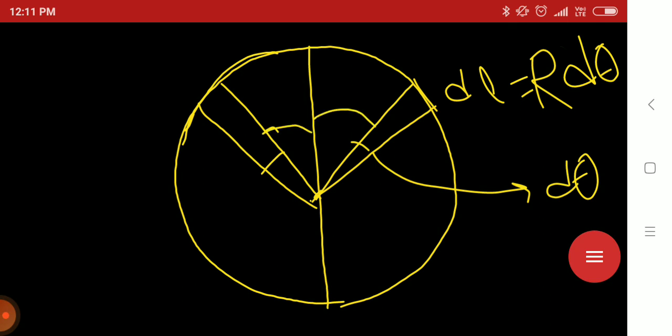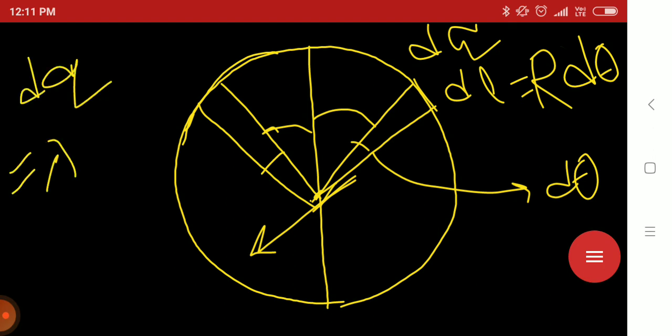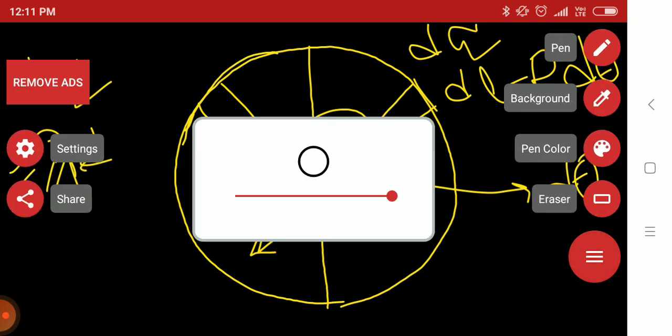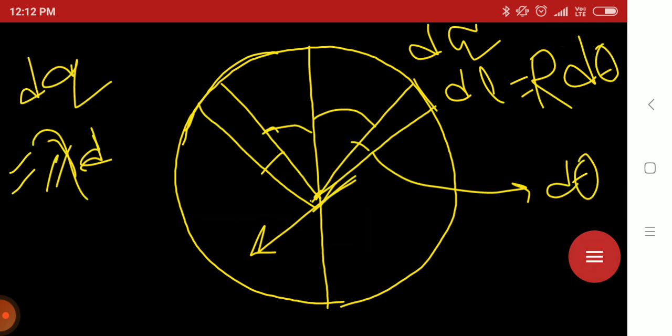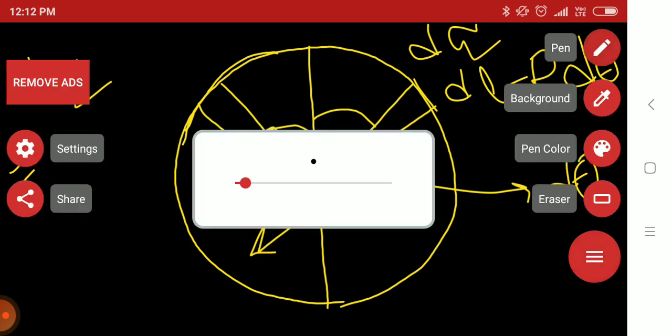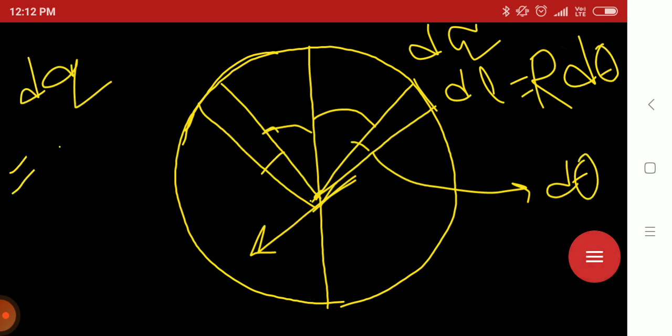Now due to it, the electric field component is here. Due to this dq element, dq equals what? dq equals lambda into dl, where lambda is the line charge density we have. So the small charge element dq equals lambda into dl for this small length element.